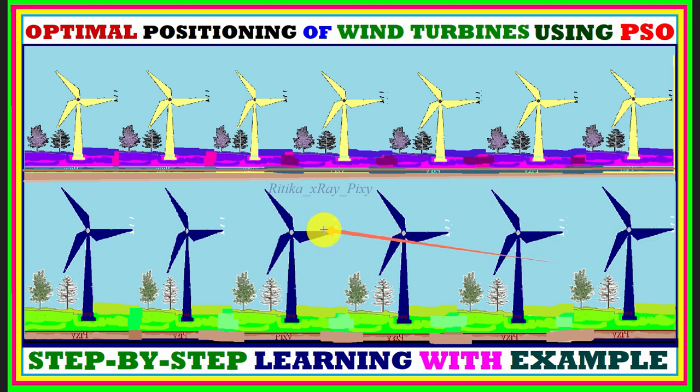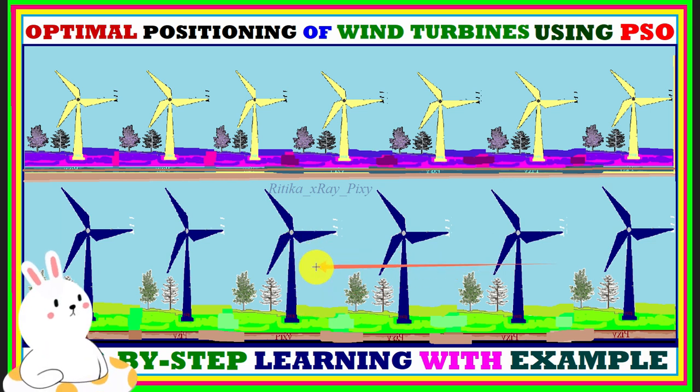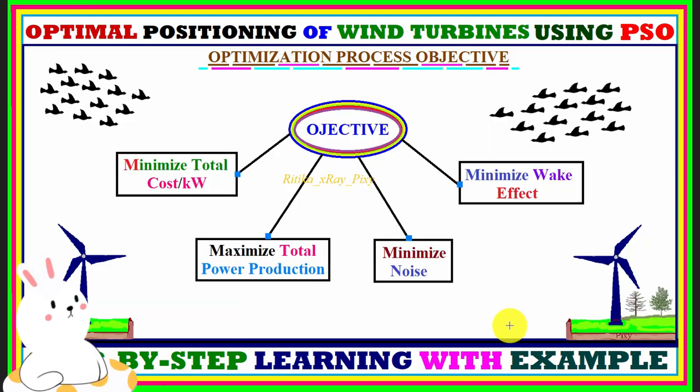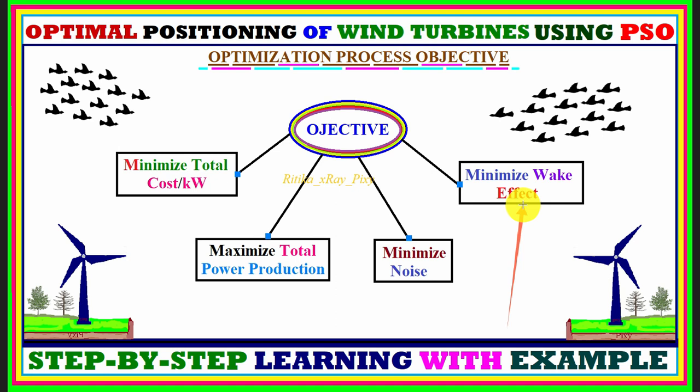Wake effect reduces wind speed and it generates turbulence in the wind turbine. A wake is formed behind the wind turbine, which affects the performance of the downstream turbine. When free stream wind encounters the wind turbine blades, its speed decreases and turbulence intensity increases, forming a wake. In the objective you can see here we want to minimize the wake effect because it reduces the wind speed and it also generates turbulence in the wind turbine.